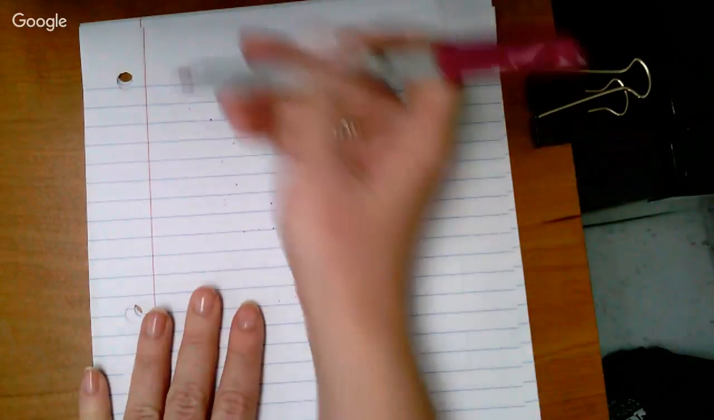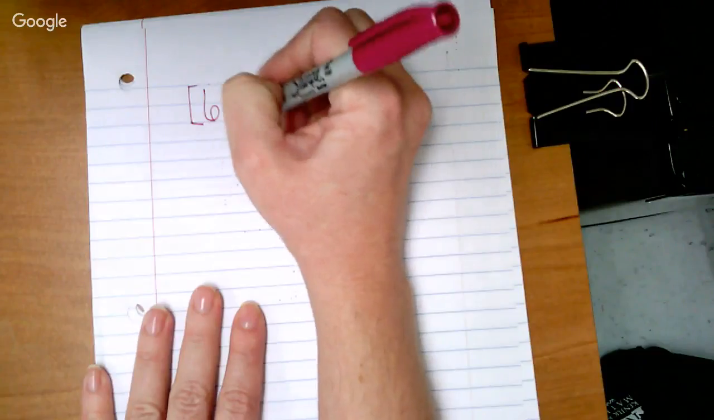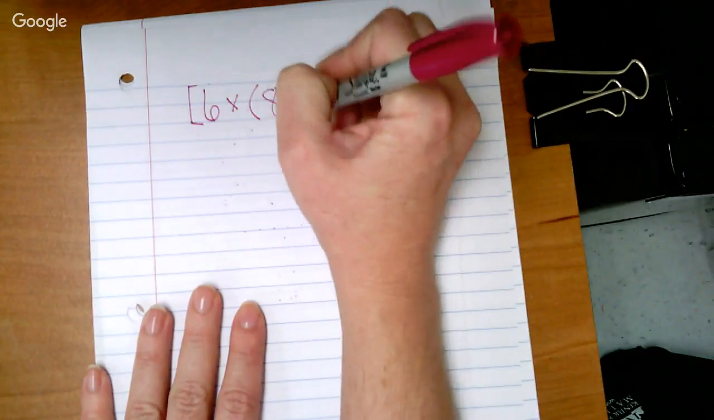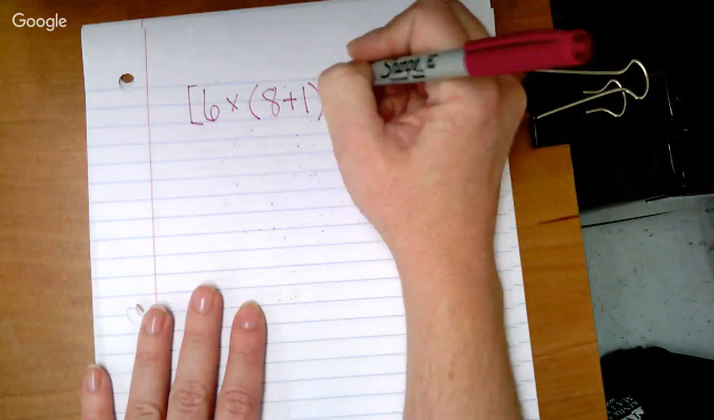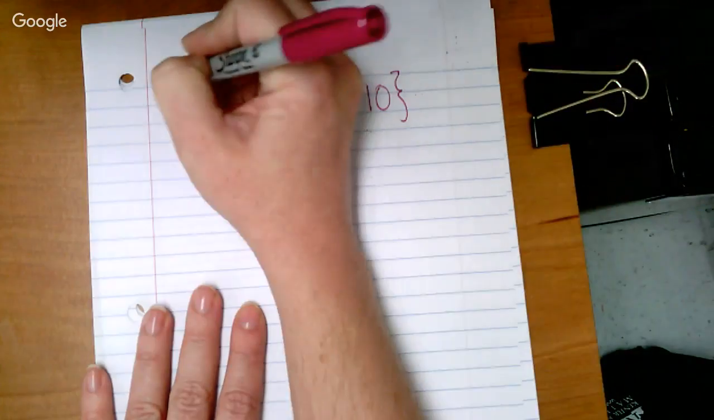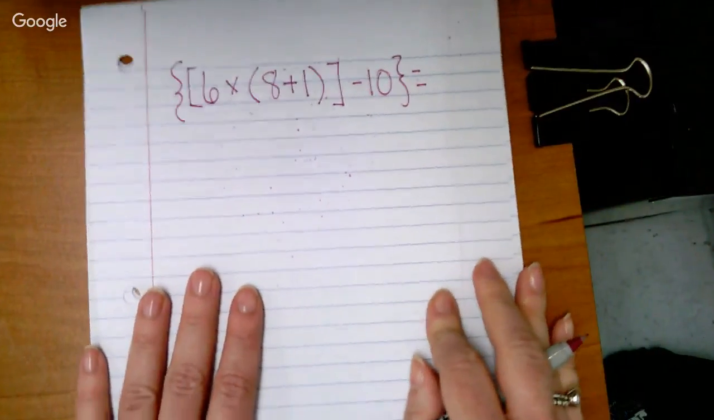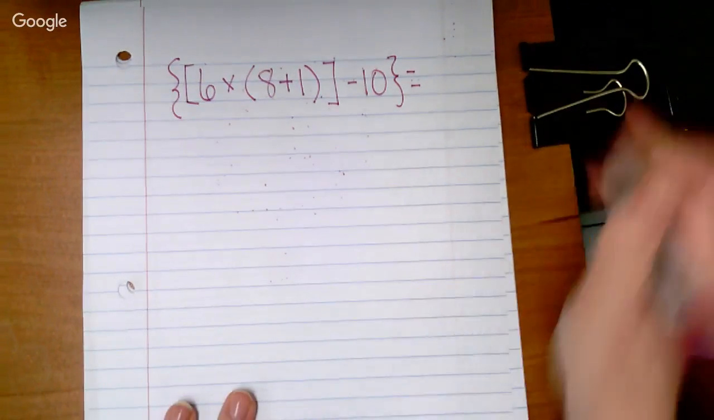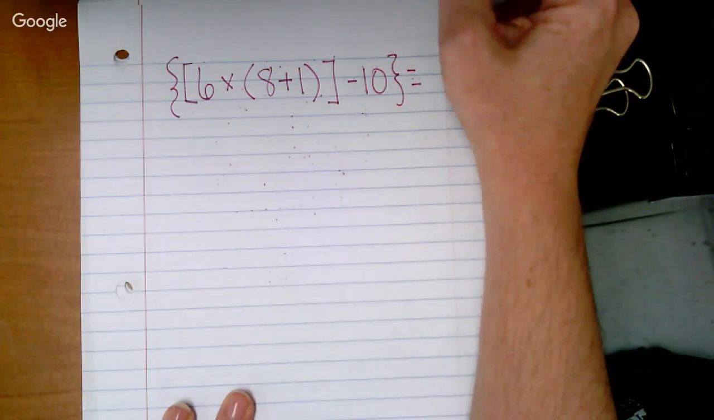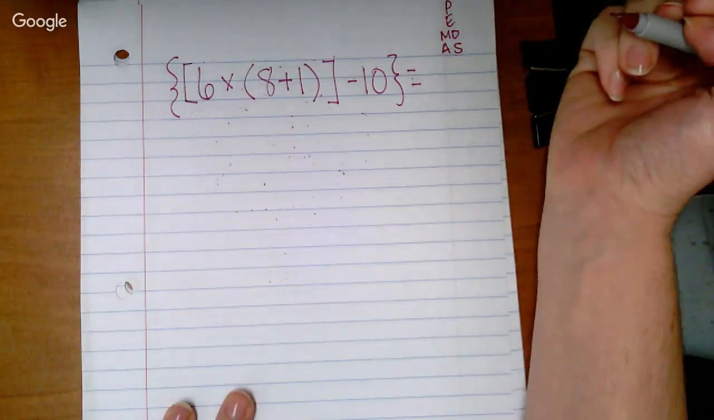So let's take a look at a problem. Let's make sure that we're following the order of operations as we solve this expression. I have 6 times, then in parentheses, 8 plus 1, and close my brackets, subtract 10. I'm going to put this all inside braces so that we have every single grouping symbol all in this one problem. So, of course, as we've discussed, every time we're going to write PEMDAS, and we're going to follow PEMDAS as our order of operations.